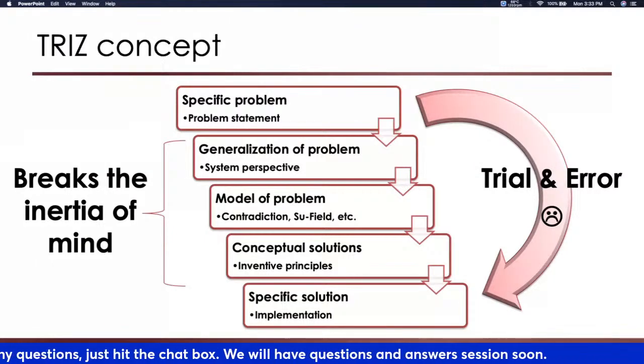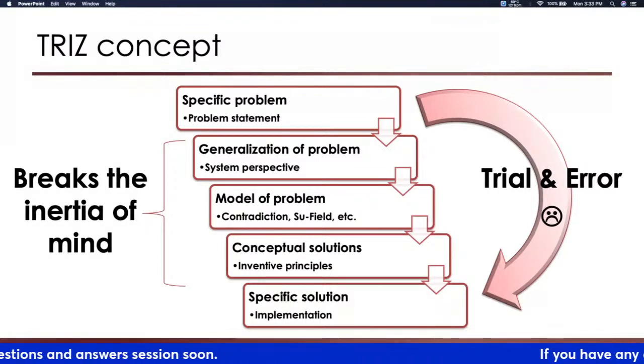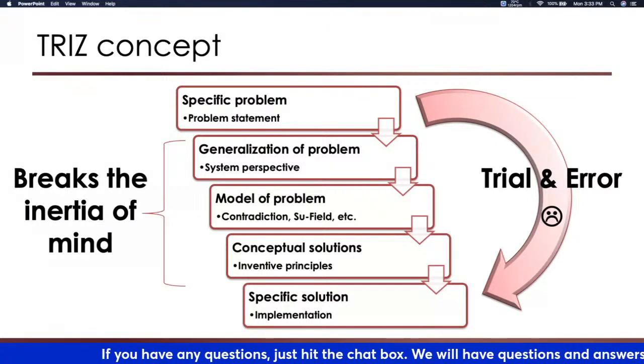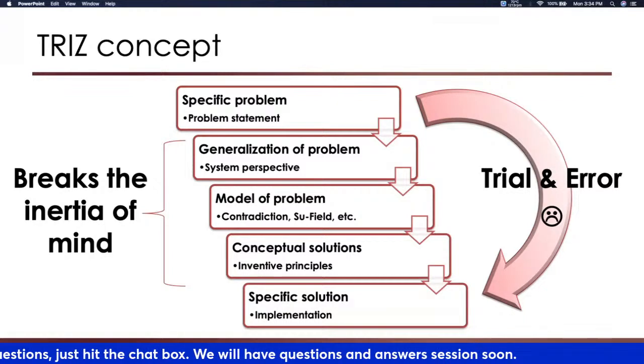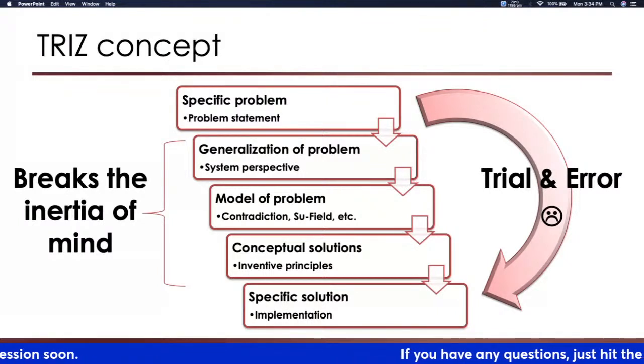So the process flow of TRIZ ideation starts with the specific problem, and then we generalize the problem, and then we make a model out of that problem, and then we develop a concept solution, and then we have a specific solution. That is our approach in solving the problem.